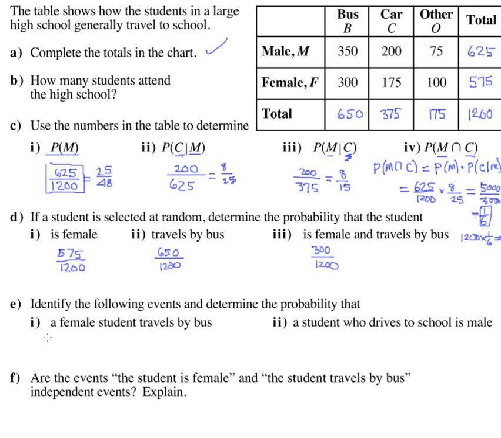Identify the following events. The probability that a female student travels by bus, we just got that. That's kind of odd. I guess you could write it as female and bus. Maybe that's what they mean by identify the event. They're in the female row and the bus column. And the probability of it happening, as we found in the last item, is 300 over 1,200. A student who drives to school is male.